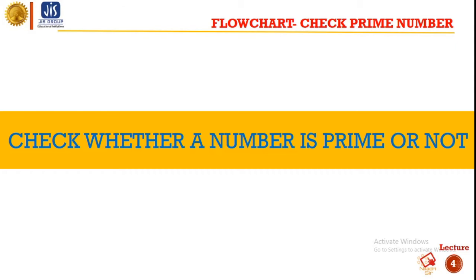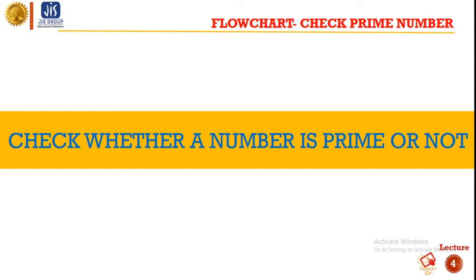Suppose in case of 25, 25 is divisible by 2, no. 25 is divisible by 3, no. 25 is divisible by 4, no. 25 is divisible by 5, yes. So it is not a prime number. So if a number is divisible by any number, then we can say that it is not a prime number. And we will start from the number 2.